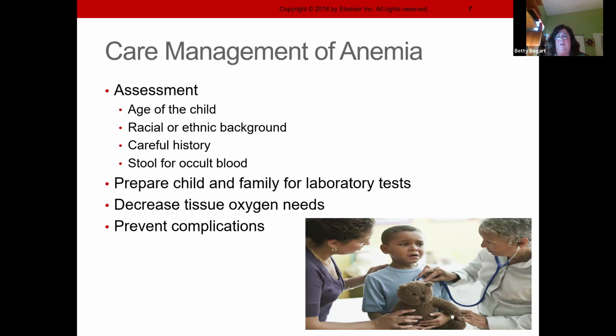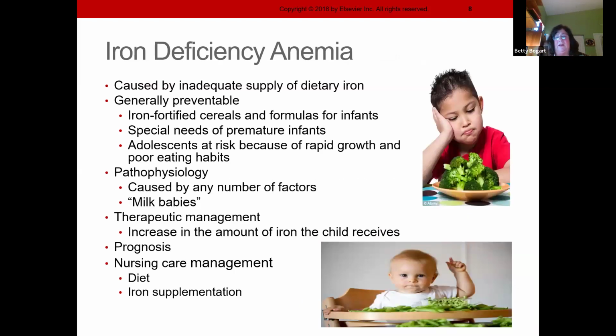Because you have a kid who's already anemic, right? And then you get them upset, screaming and yelling. What are you doing? You're overtaxing them. That's part of it. And always with anemia, we don't want them to have any complications.